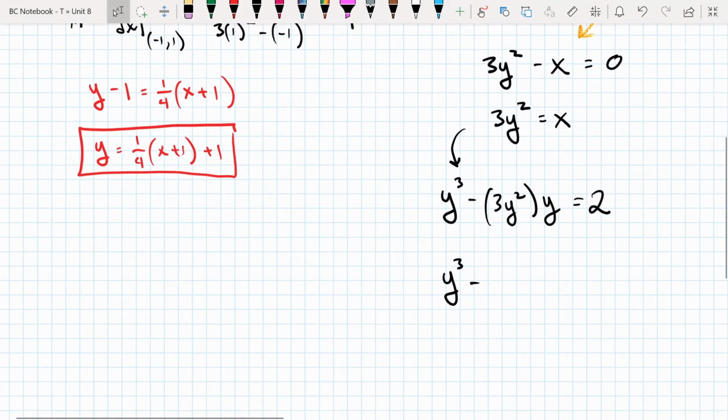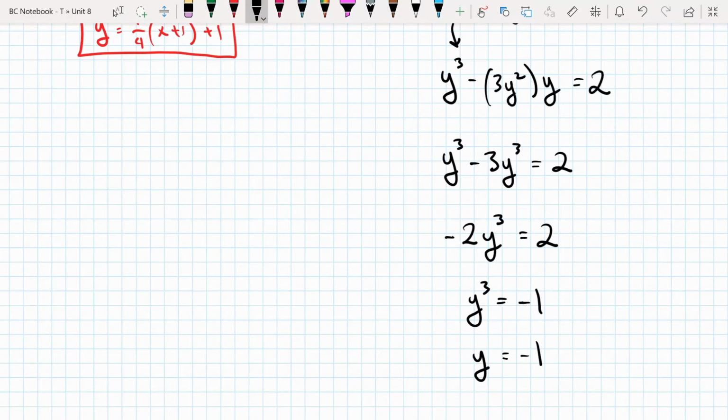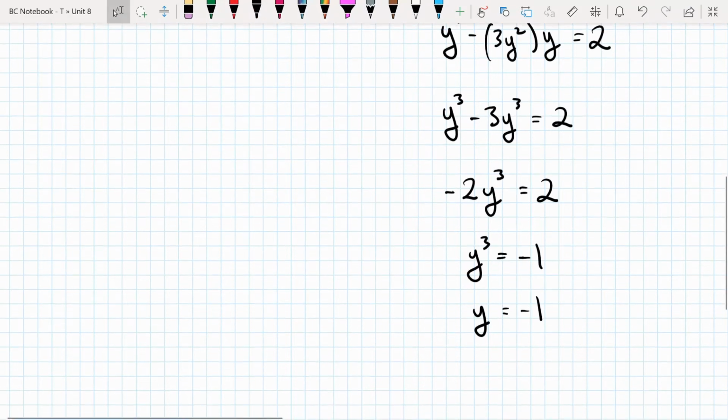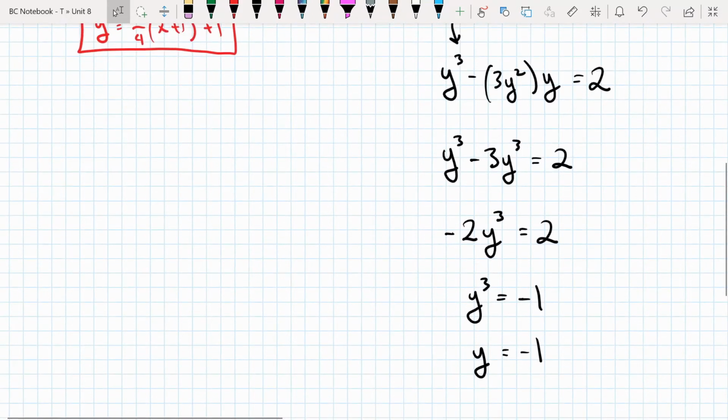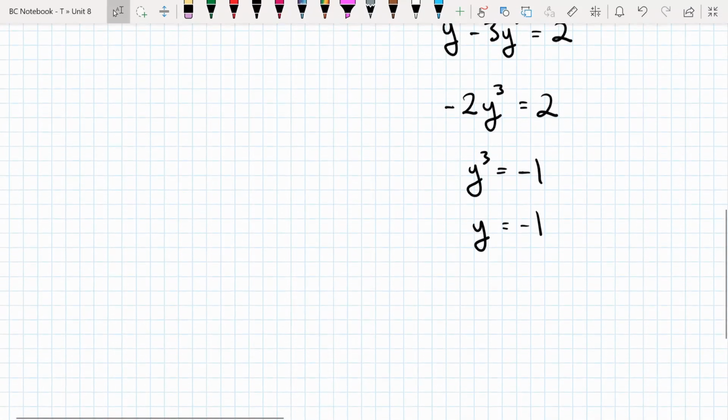So y cubed minus 3y cubed equals 2. We have negative 2y cubed equals 2. So y cubed equals -1, and so y is equal to -1, since -1 times -1 is 1, times -1 is -1. So now to get the x value, we're going to take this and plug it into this equation right here and solve for x. And this will be the coordinate pair that makes the denominator of the derivative equal to 0.